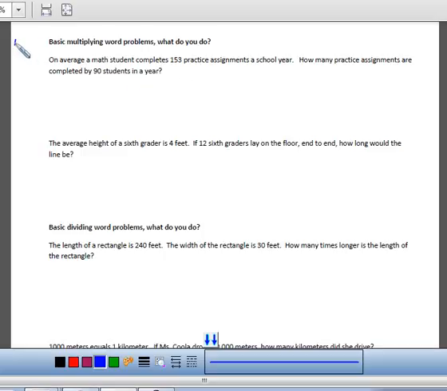Alright, so since we're dealing with word problems, I'm going to draw boxes down the side of my paper, and I'm going to use that for all these problems. So the box is going to be how many practice assignments are completed by 90 students in a year. I'm going to underline 153 practice assignments in a school year. I'll circle the 90 because we're going to need that also. There's no unimportant information, so now we solve with a smile.